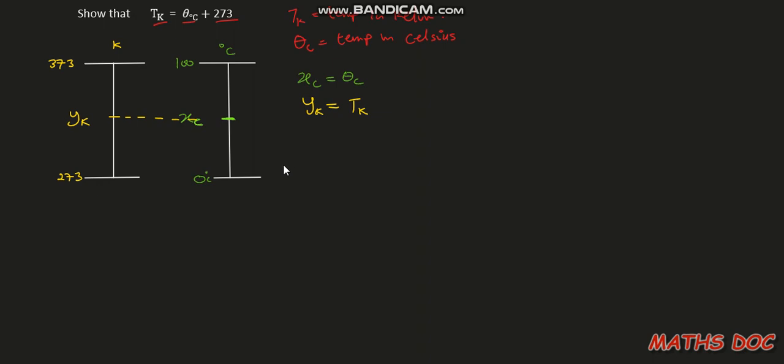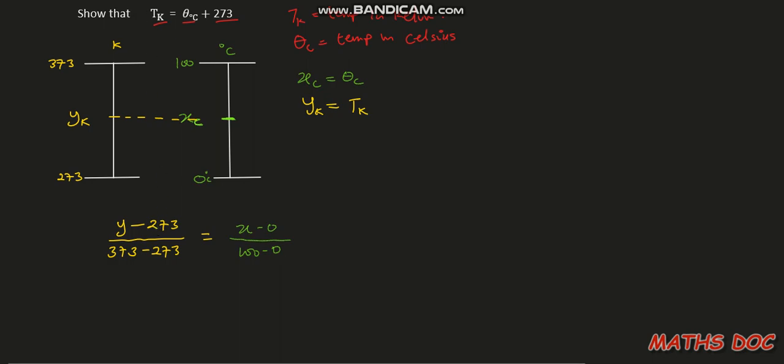We can do this directly by using the fundamental interval idea. The fundamental interval idea is to say YK minus 273, so in this case Y minus 273, divided by 373 minus 273, and that will be equal to, on the other side, X minus 0, divided by, of course, 100 minus 0.